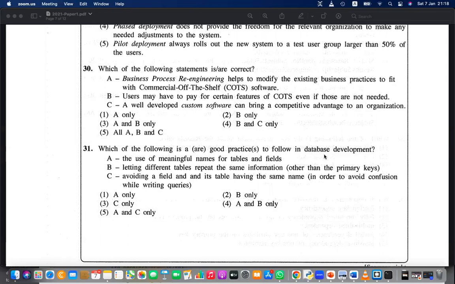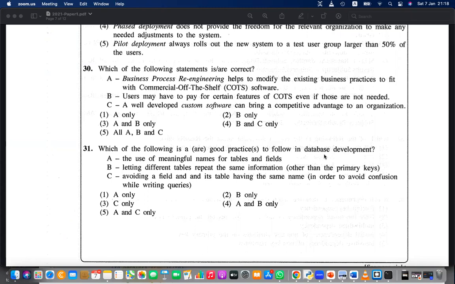Business process re-engineering, BPR, helps modify existing business practices to fit the commercial off-the-shelf software. Yes, you can modify the existing business practices and then develop to fit with the commercial off-the-shelf. What is COTS? Commercial off-the-shelf software.